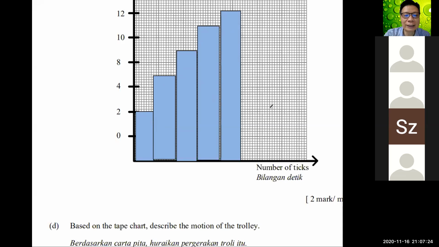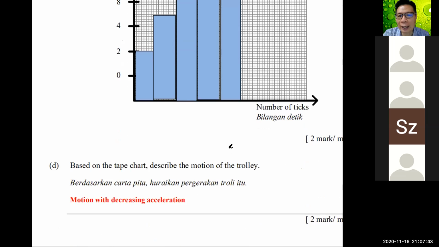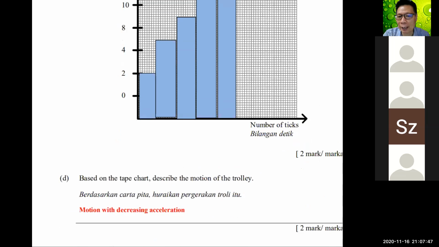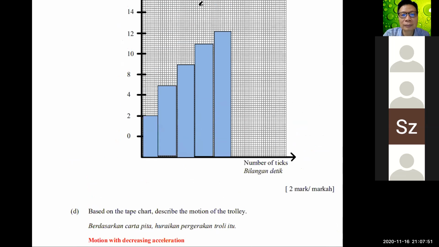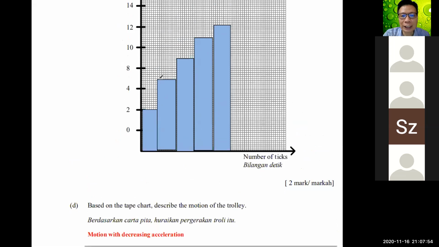Justin gave the answer. Justin, you are right, correct. Decreasing acceleration is: it accelerates, but the acceleration is decreasing, getting smaller and smaller. When you see a curve like this that goes down, it is decreasing acceleration. So the answer is decreasing acceleration.